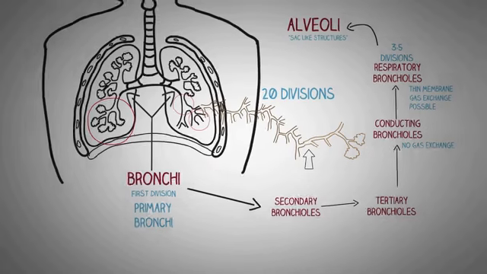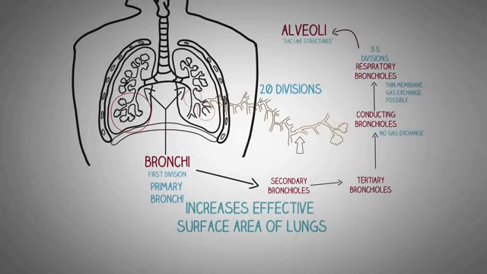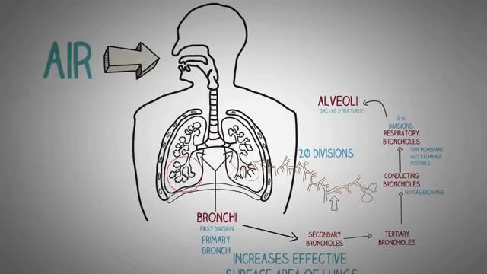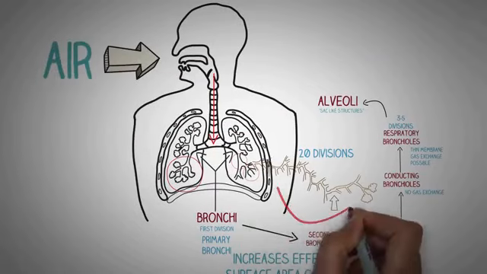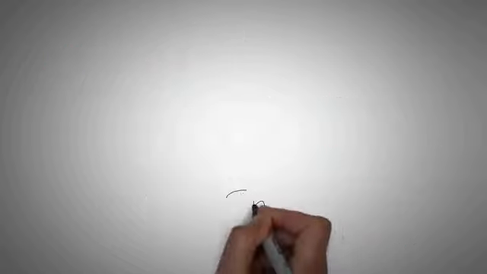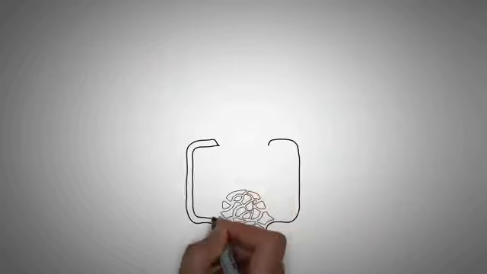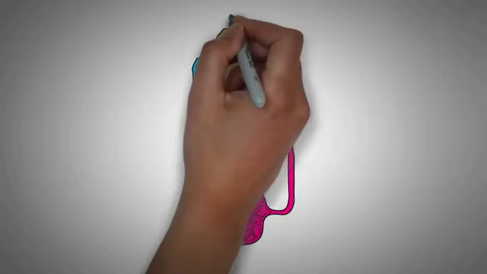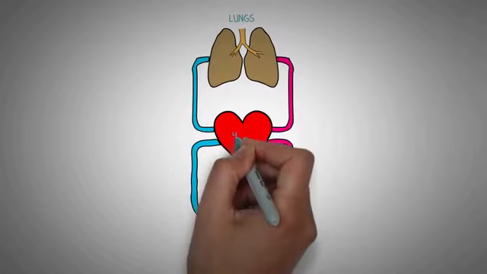The division of the bronchioles to such an extent increases the effective surface area of the lungs. So the air that we inhale finally reaches the alveoli. Now let's look at this diagram to understand how the respiratory system of our body works in conjunction with the circulatory system to provide gas exchange.